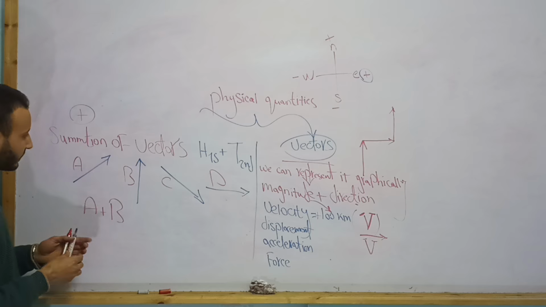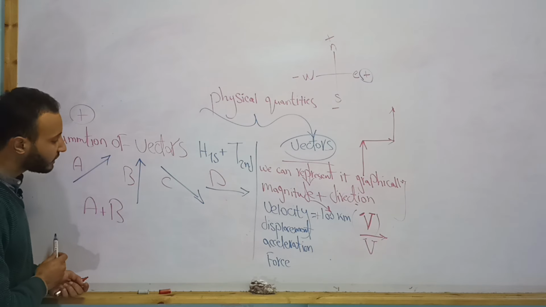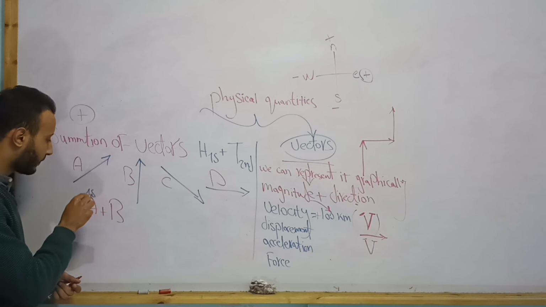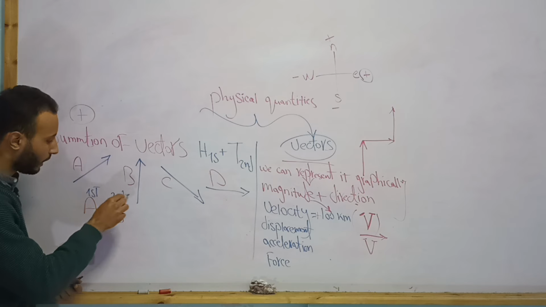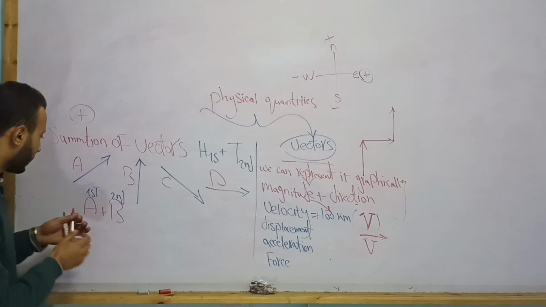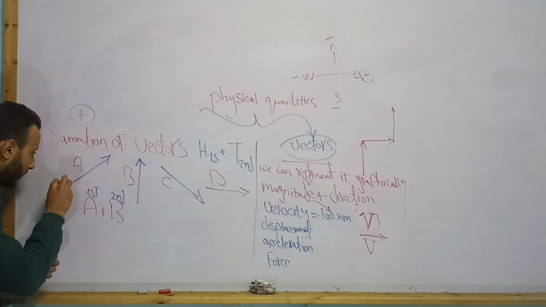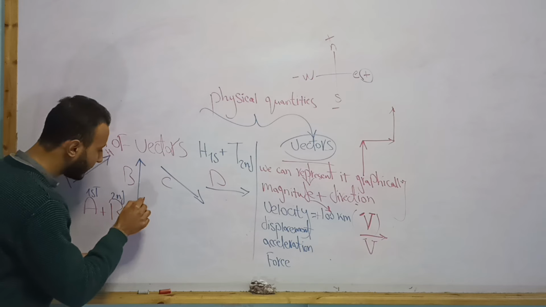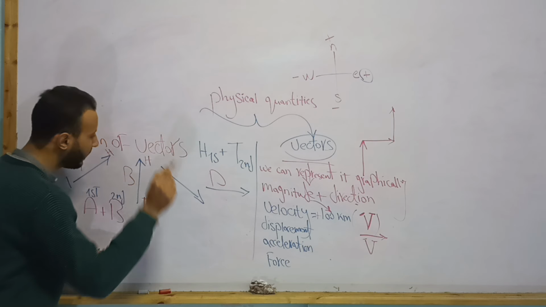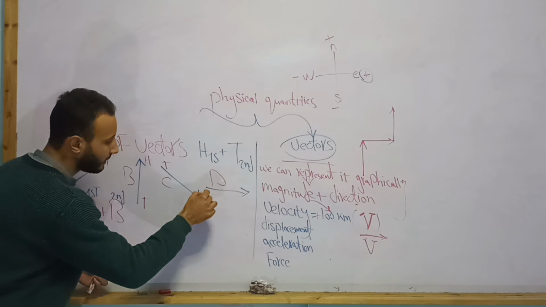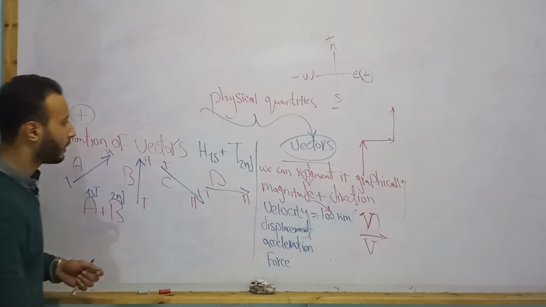Where is the first vector? This one. And where is the second vector? This one. Okay, so this is the first, and this second. Okay? Where is the head of the first vector, and where is the tail of the second vector? This is the tail of the first vector, and this is the head of the first vector. And this is the tail of the second vector, and this is the head of the second vector. So this is the tail, and this is the head. This is the tail, and this is the head.